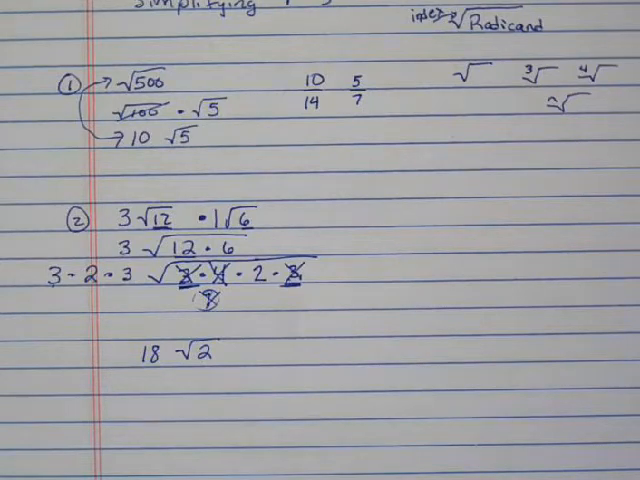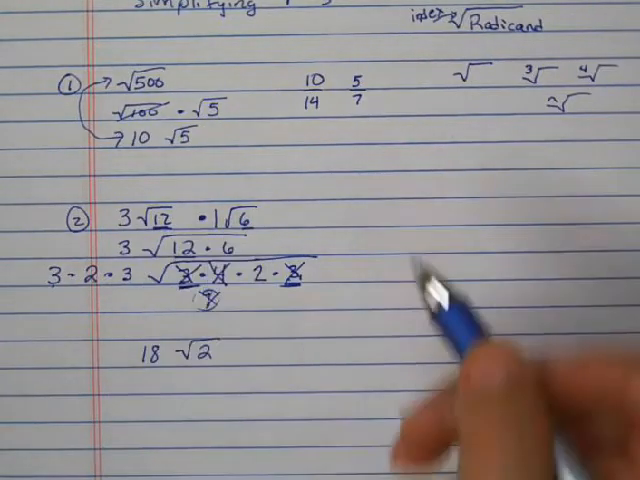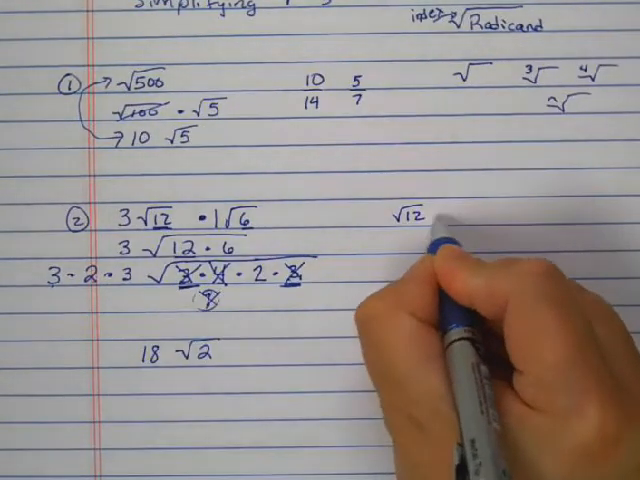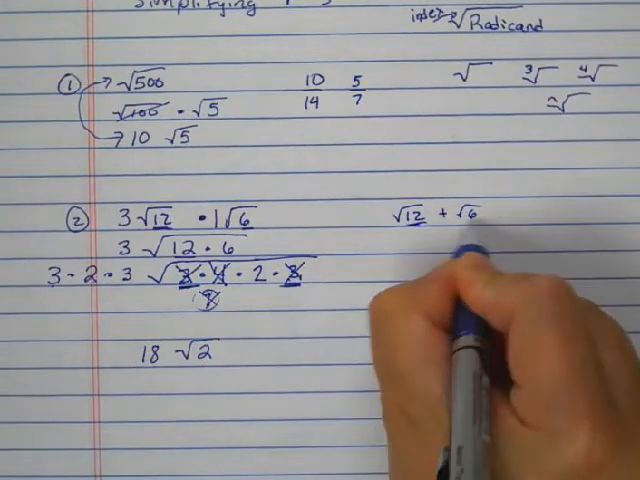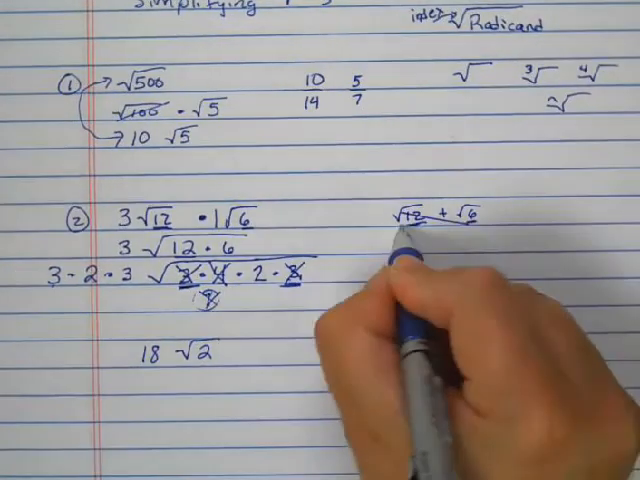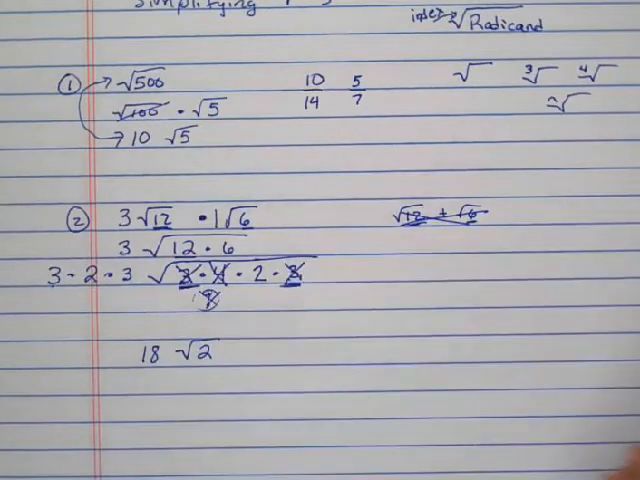This only happens when you multiply, that you can put them under the same radical. If I tried to add square root of 12 plus square root of 6, I could not do that because these are not the same. It only works with multiplication, and we'll talk more about how to add and subtract with radicals later.